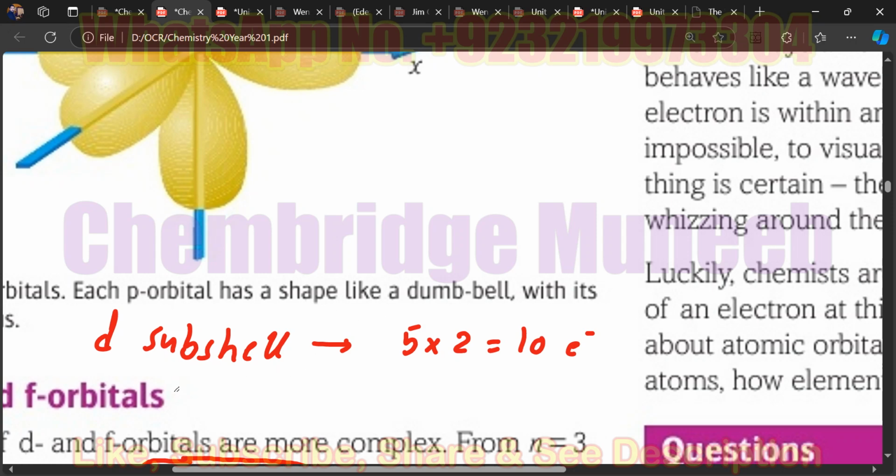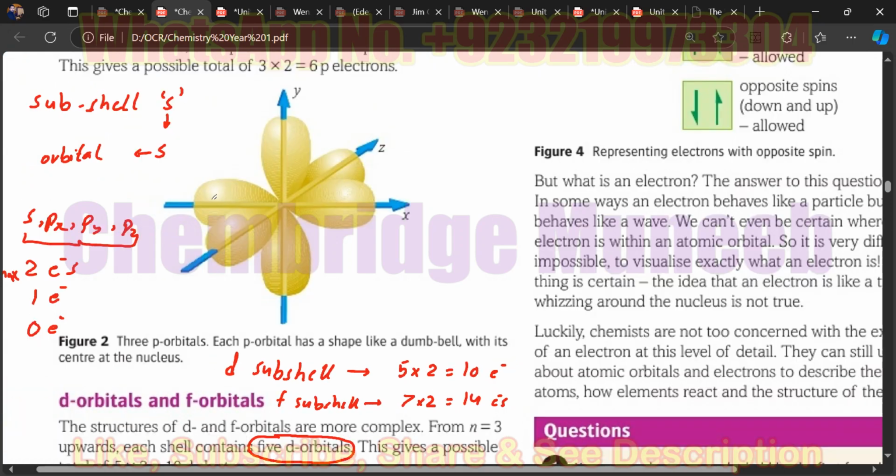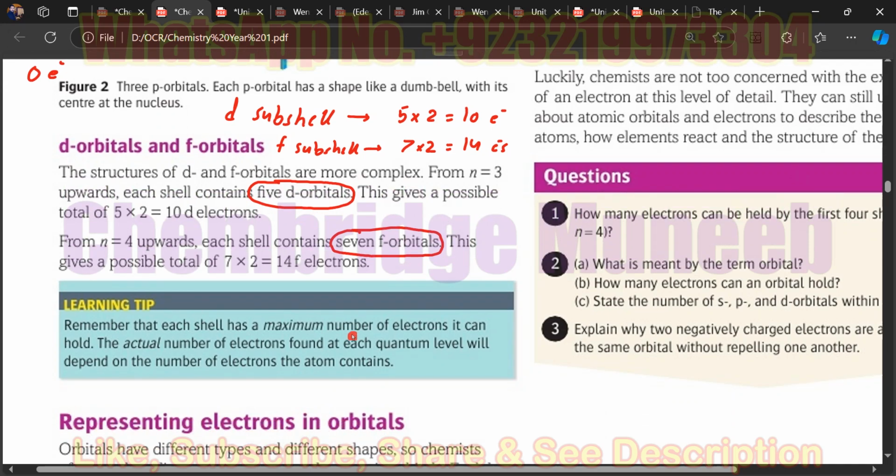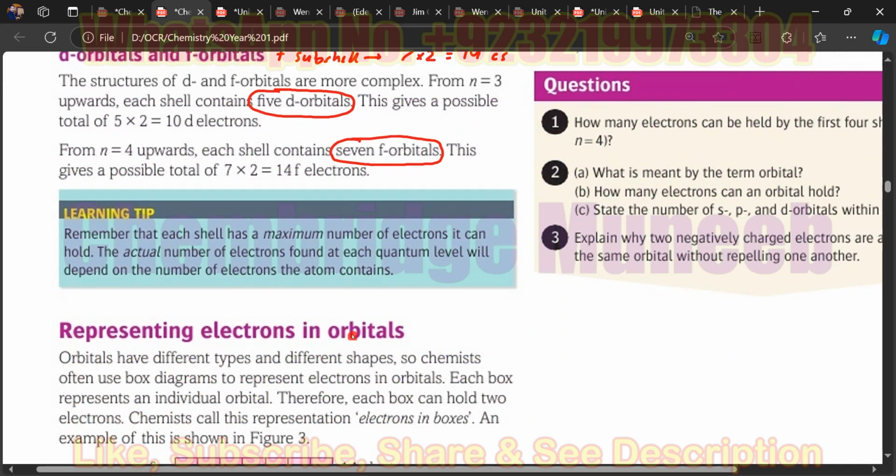electrons in the d subshell. For the f subshell there are 7 orbitals and each orbital contains 2 electrons, so the total number of electrons will be how many? 14. Good. So 14 electrons are present in the f subshell. We do not need to learn their shapes.